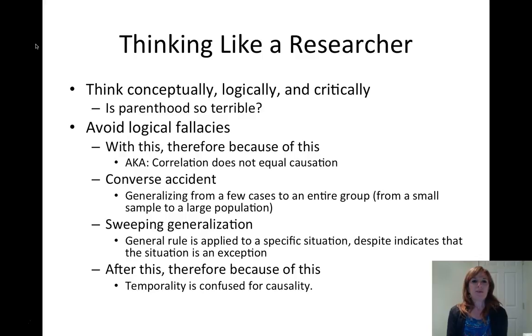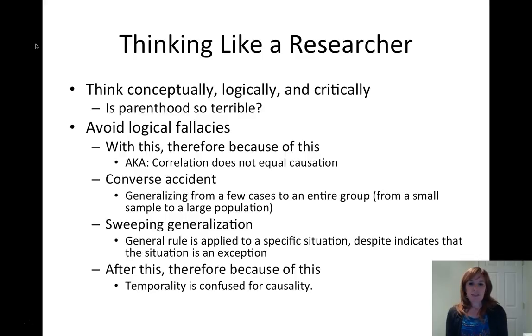I think the first one that your book talks about is the "with this, therefore because of this" logical fallacy. And I think this one is also often known as correlation does not equal causation. So just because things go together does not mean that one causes the other one. Your book also talks about converse accidents or hasty generalizations. And so this is generalizing from a few cases to an entire group. And we'll talk more later about the dangers of generalizing from a very small sample that we've collected to a larger population of people. That will make a bit more sense when we talk about sampling.